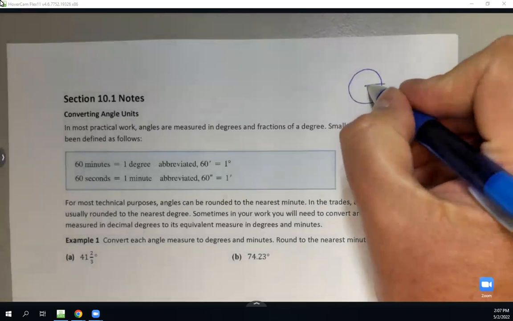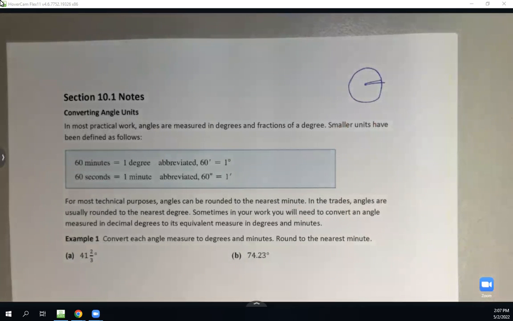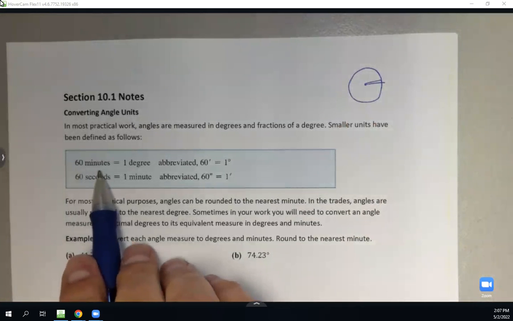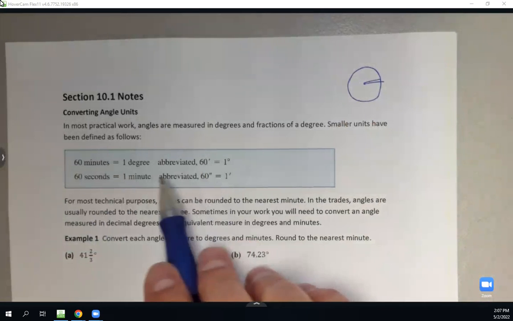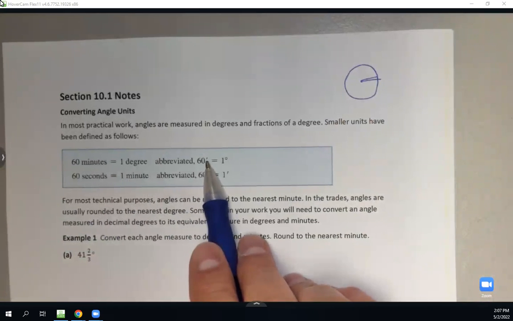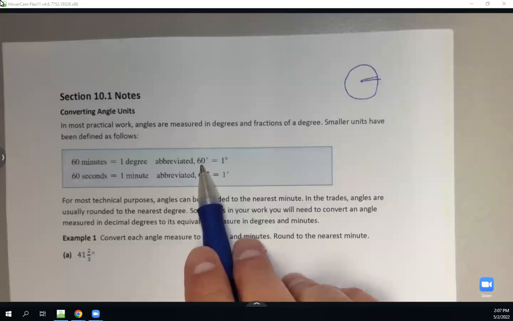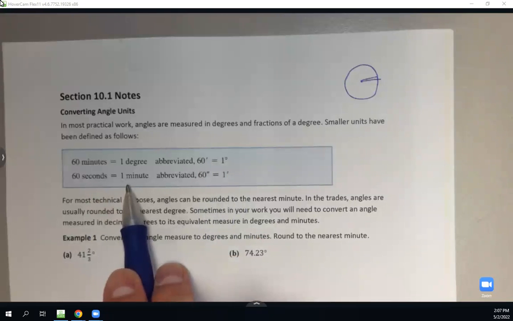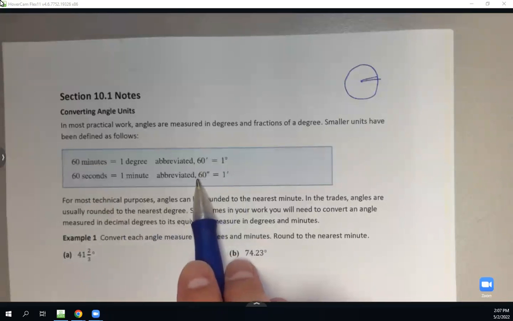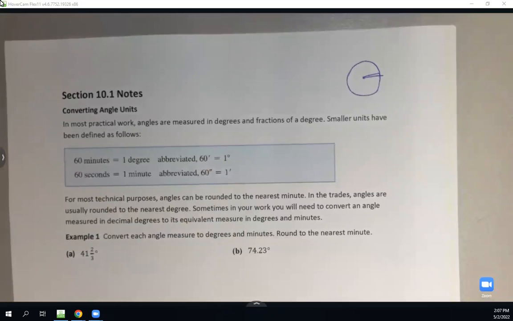And so a degree is going to be really small, right? We used protractors earlier and so on, so you know what a degree is, okay? Well, 60 minutes equals 1 degree, or we can abbreviate that. Minutes is just like an apostrophe, or we call that a prime, a minute symbol. So 60 minutes equals 1 degree, and 60 seconds equals 1 minute. The abbreviation for seconds is like a quotation mark. So 60 minutes, 60 seconds, it would be denoted that way.